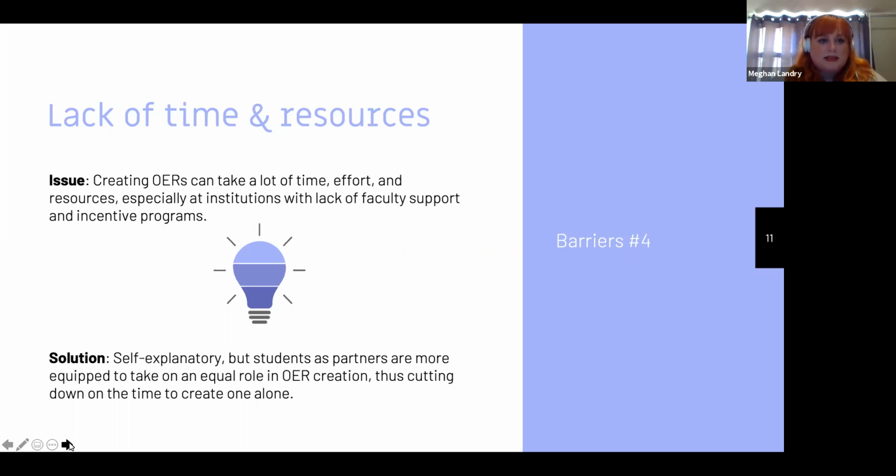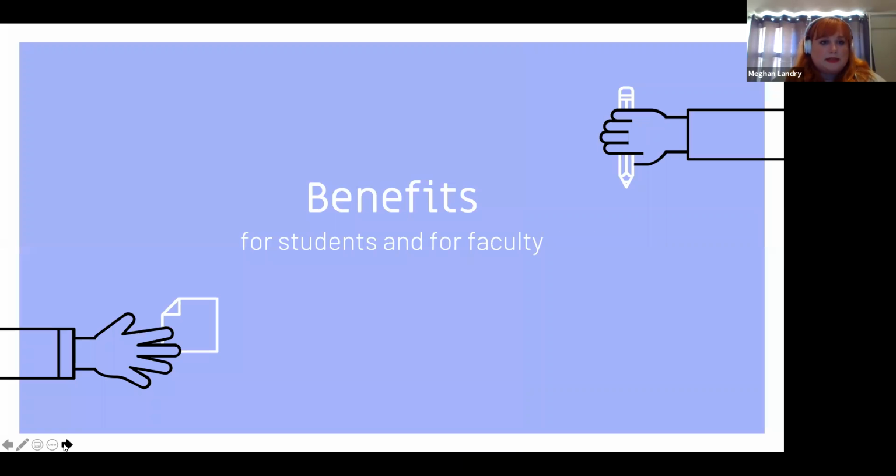So the solution in this case is self-explanatory, but students as partners are more equipped to take on an equal role in OER creation, thus cutting down on the time to create one alone. And that wraps up my 4 barriers that I'm discussing today.